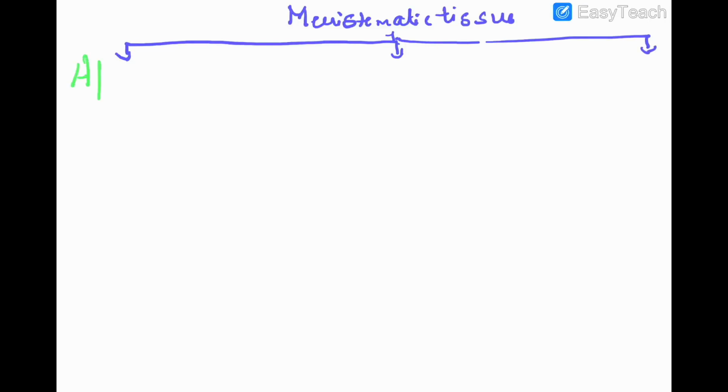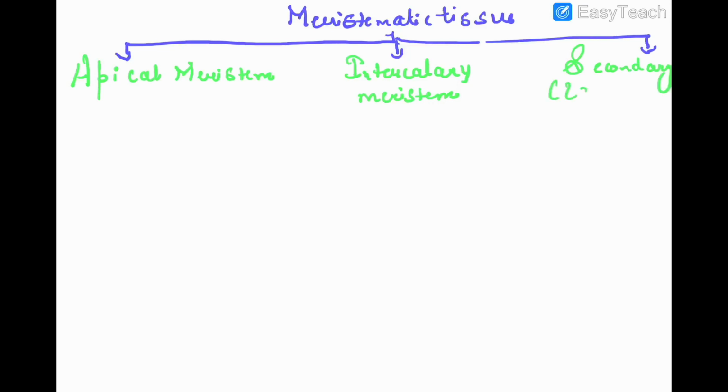Now, further, meristematic tissue is of three types that are apical meristem, intercalary meristem, and secondary or lateral meristem.